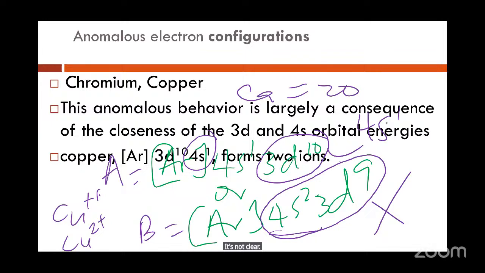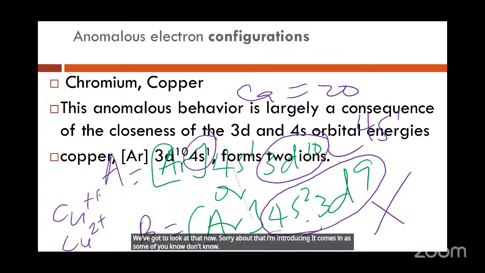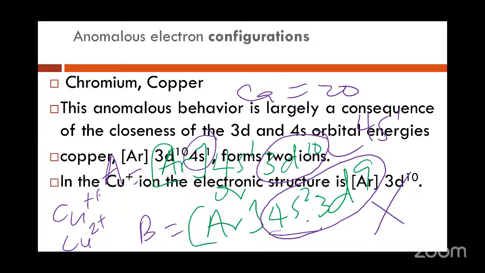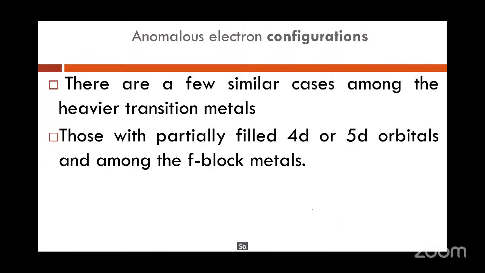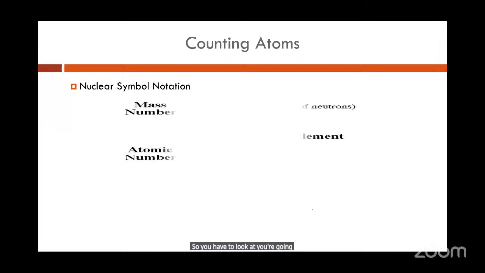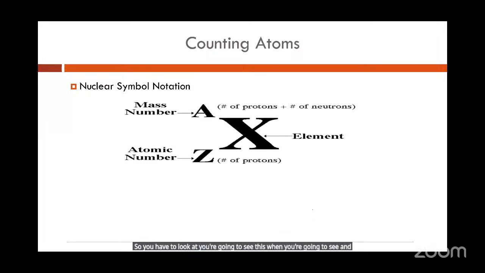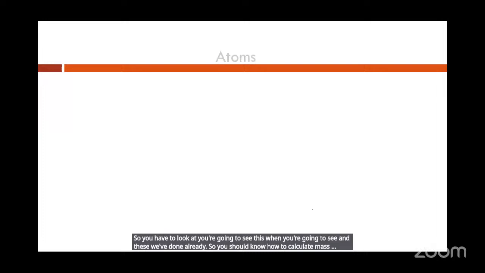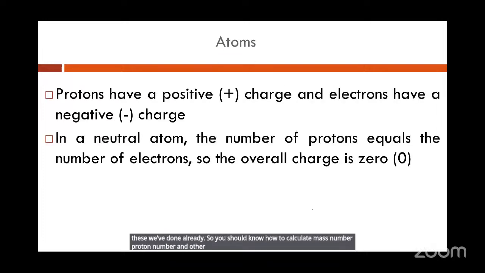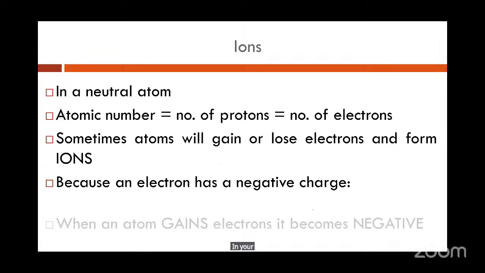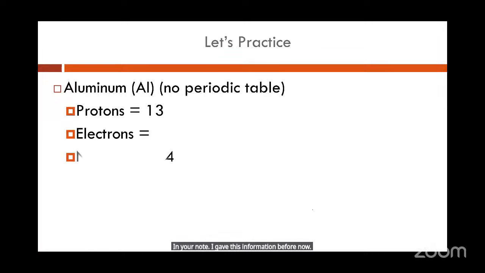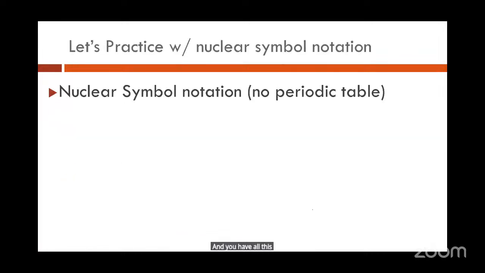Transition element. We're going to look at that now. Sorry about that. I'm introducing a concept that some of you don't know. Copper is a transition element. Chromium is a transition element. So you have to look at, you're going to see this, and this we've done already. So you should know how to calculate mass number, proton number, and other things like that. So you see all this in your note. I gave this information before now, and you have all this. So I expect you to do all this.